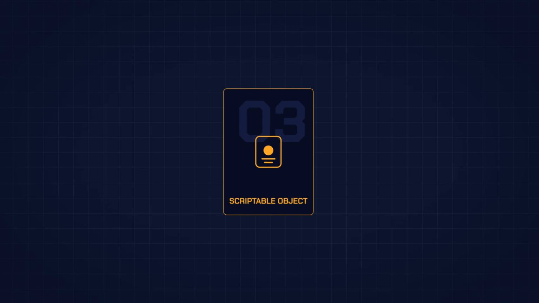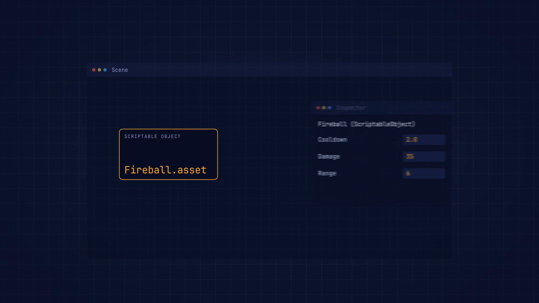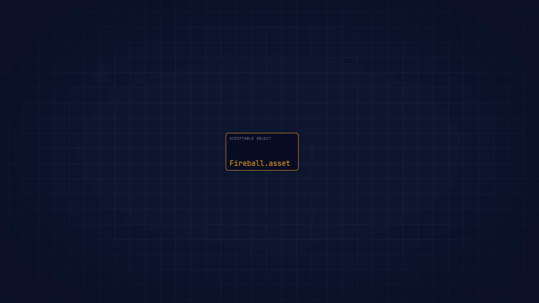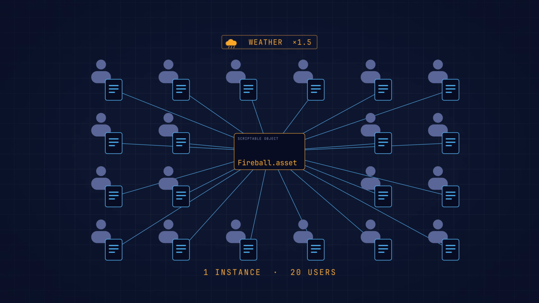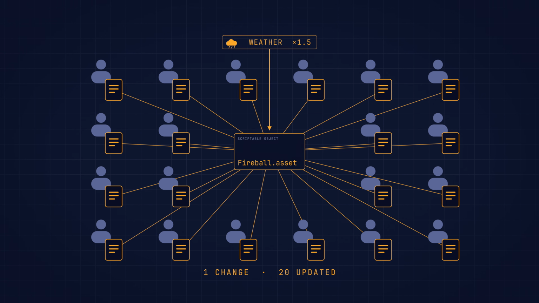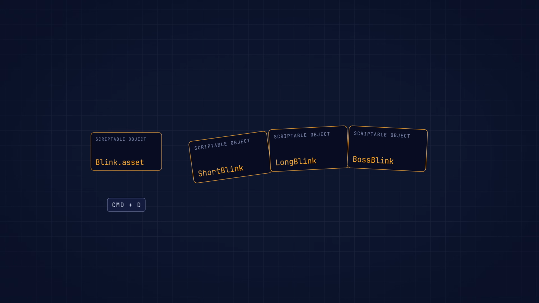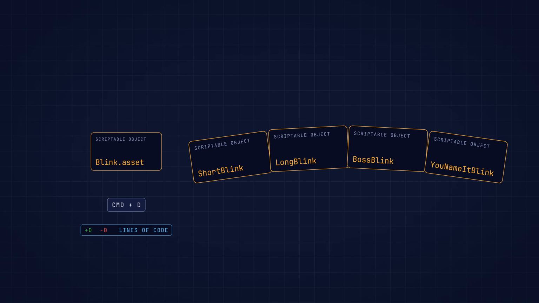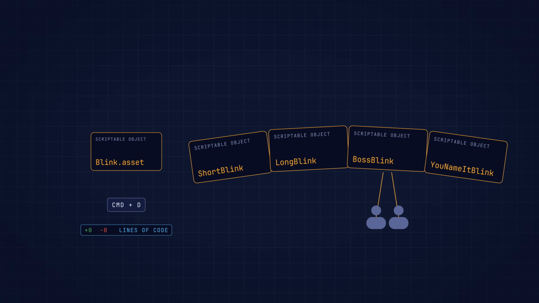Scriptable objects give you the inspector workflow without the scene, 1 instance per game. That weather modifier becomes 1 change in 1 place. Need variants? Duplicate the asset. Short blink, long blink, boss blink, you name it. No new code, and the duplicated asset can be reused as well.